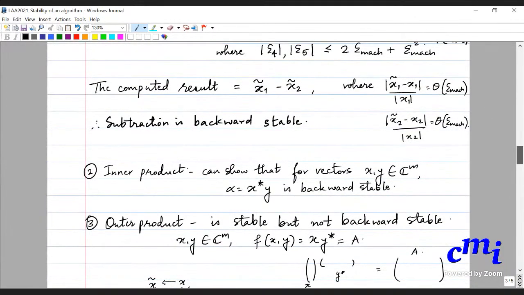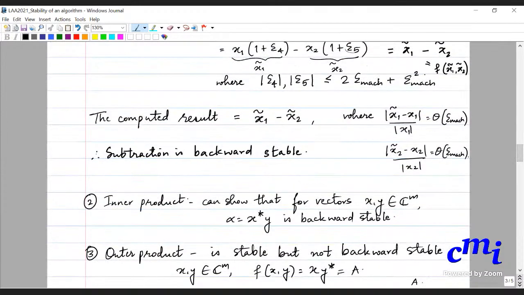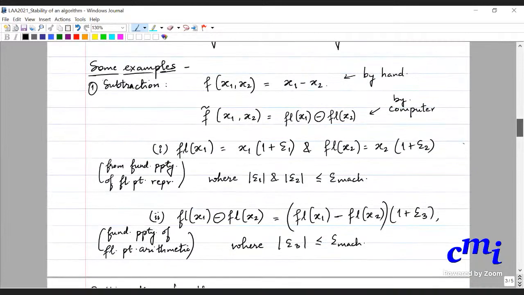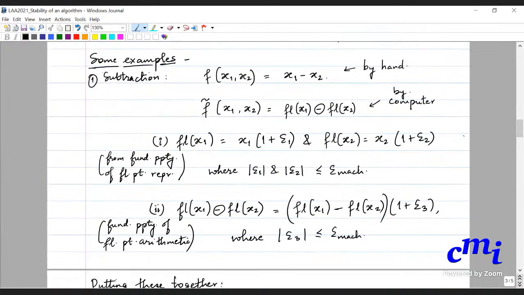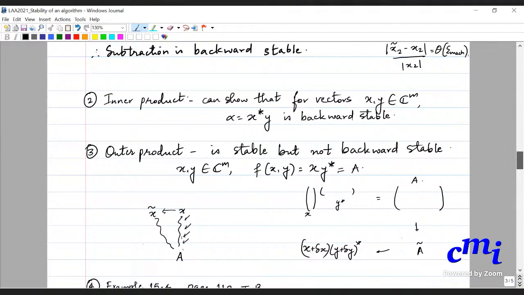I'm going to leave some of these things to you. For the inner product of two vectors, it can be shown with a similar analysis that x star y, that is the inner product, is a backward stable operation. Now you can see you have to worry about each of these things. I just showed you subtraction. You also need to worry whether addition is backward stable, whether multiplication is backward stable, whether division is backward stable, and when it is not. Similarly for inner product, outer product, matrix multiplications, all these things. Each one of these was actually proved to have backward stability in the 1960s. So inner product turns out to be backward stable.